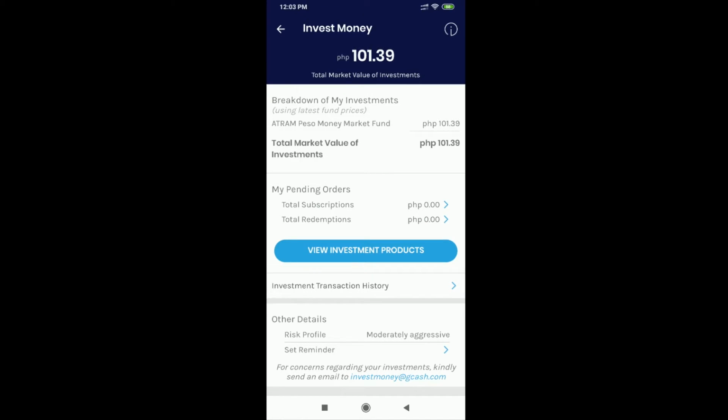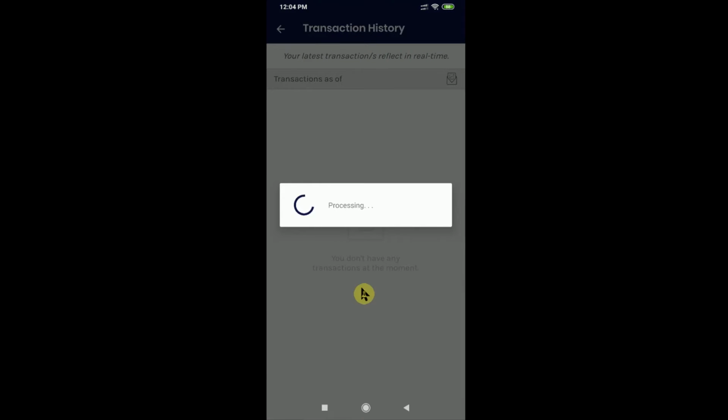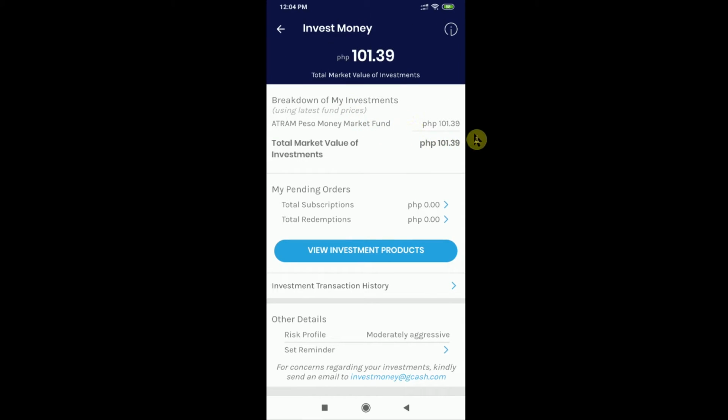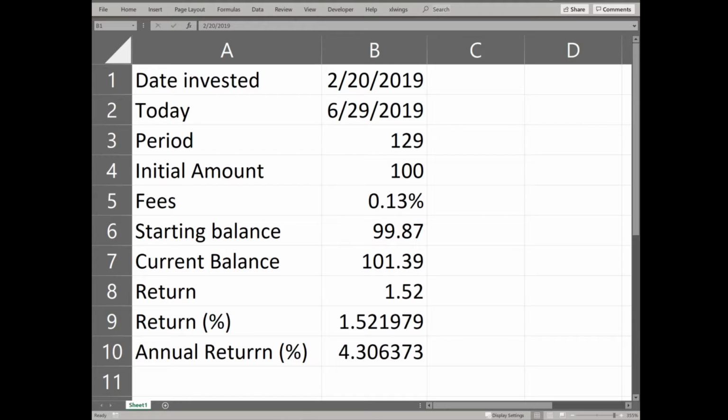Let us now look at how my deposit in the ATRAM Peso Money Market Fund has performed. If you see the investment transaction history, my initial deposit was 100 pesos on February 26, 2019, and after several months, it is now valued at 101.39 pesos. Let's open an Excel spreadsheet and see the simple computation of how my investment is doing.